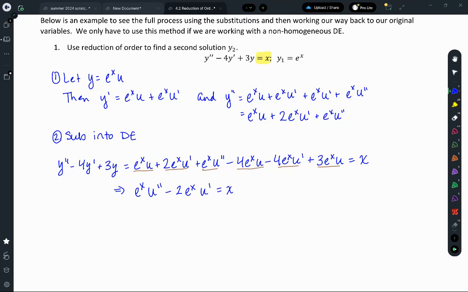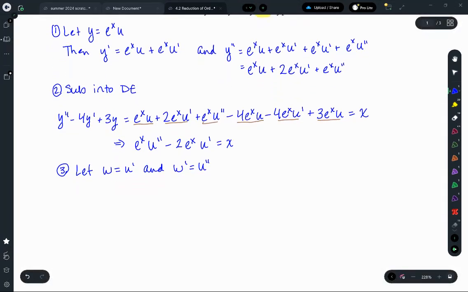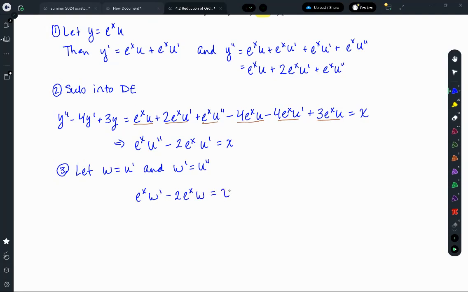It is still a second order differential equation. So at this point, we're going to do our second substitution. We're going to let w equal u prime and w prime will equal u double prime. Okay? And so what we get is e to the x w prime minus 2e to the x w is equal to x. I forgot to write, and substitute into the differential equation. Okay, so it's substituted in.